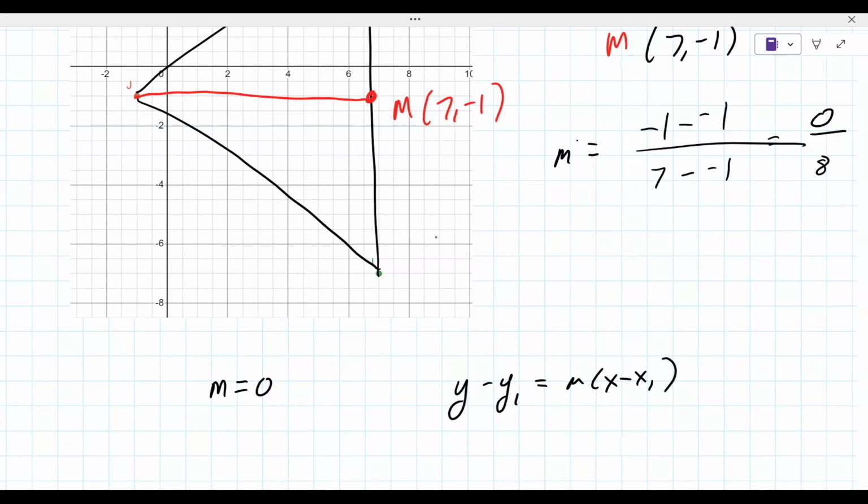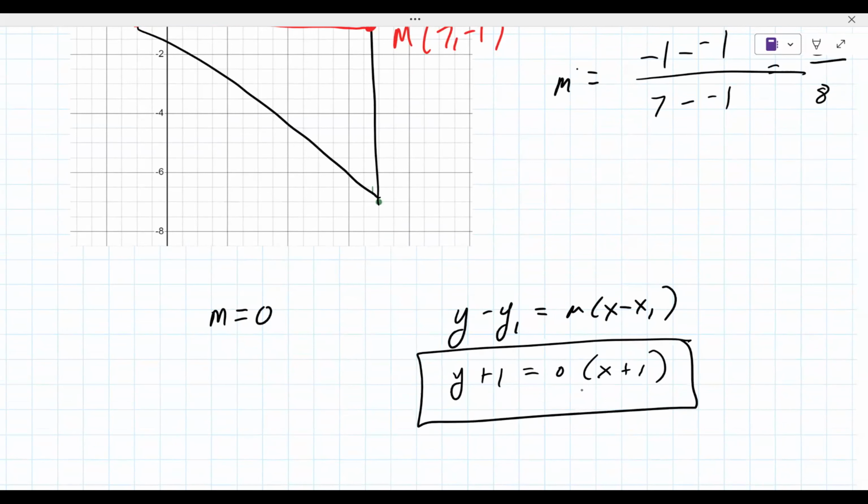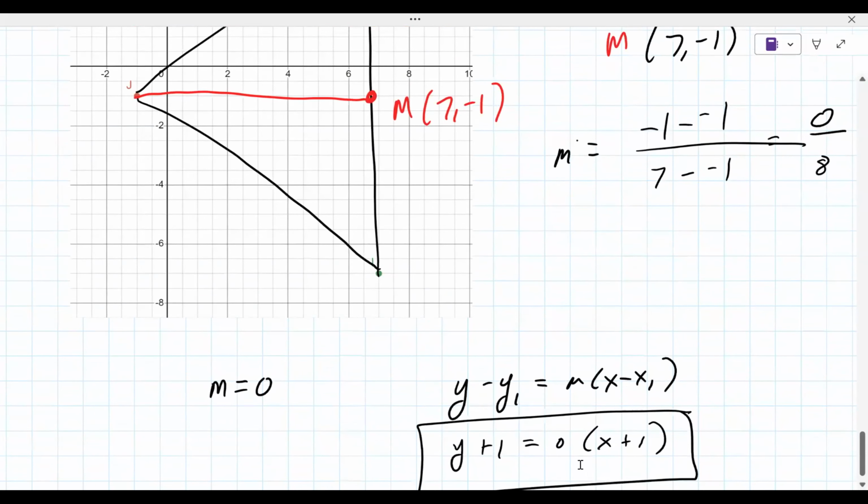So it would be y plus 1 equals 0 times x plus 1. This is another question to ask your instructor, because even though it's correct, it looks really awkward. And it is. Zero times anything is 0. The correct answer I would want to see, because this is a great form but not always the best form, is really y equals -1, because this is a horizontal line.